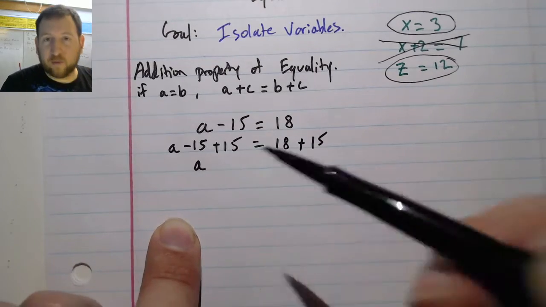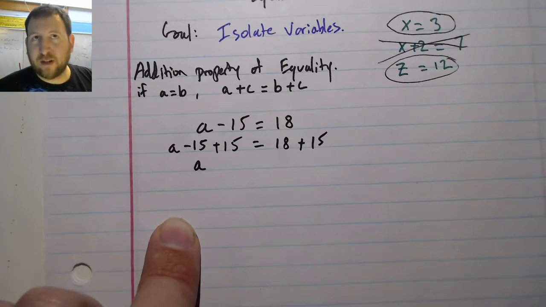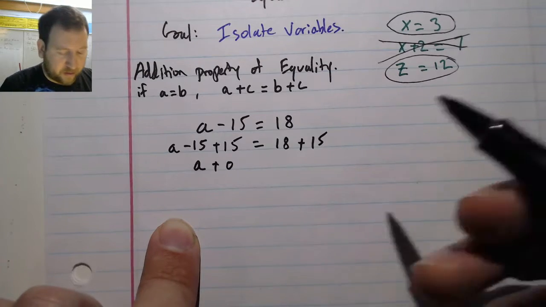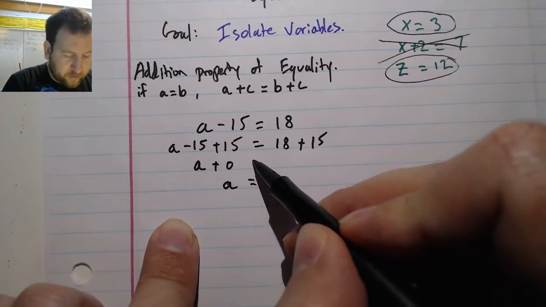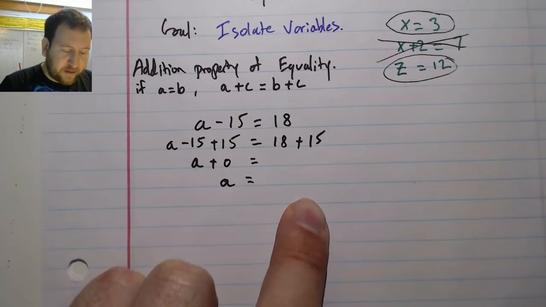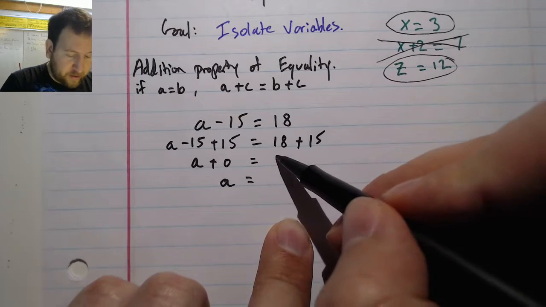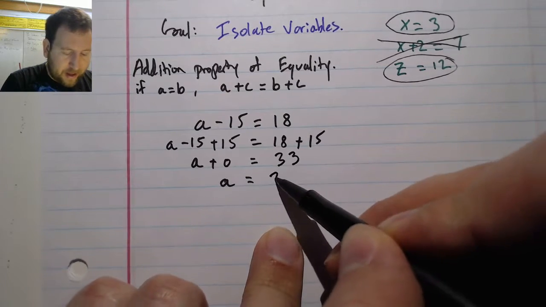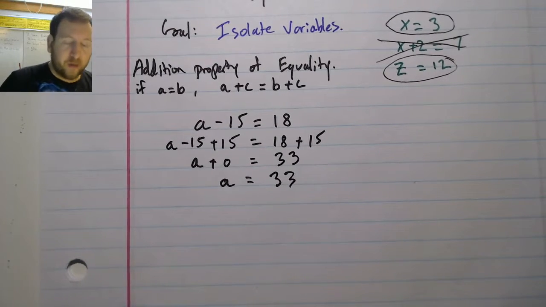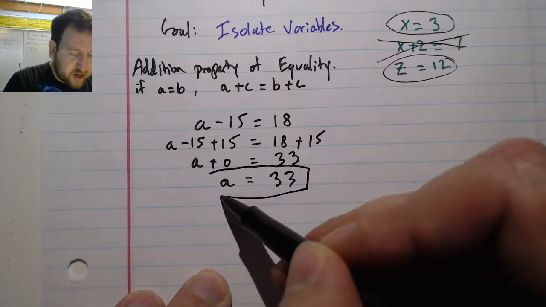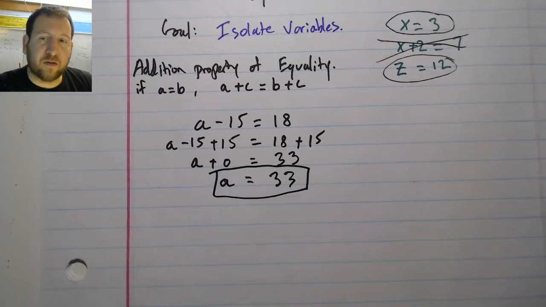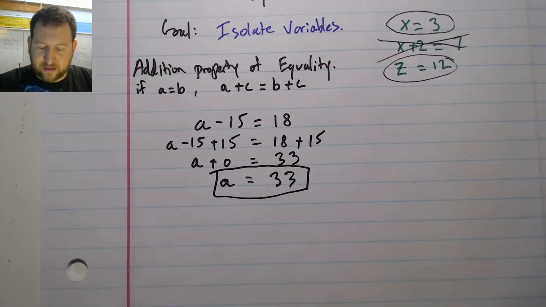All right. Then if I'm going to really simplify it, a minus 15 plus 15, I'm going to get a plus 0, and I can just get rid of that plus 0, and I have a equals. I had equals before as well. And 15 plus 18, I can simplify that to 33, I hope. And that's going to give me a equals 33. And this is how I'm going to be solving all of these problems, just like this, using my addition property of equality. I'll probably do two examples just like we did last time.